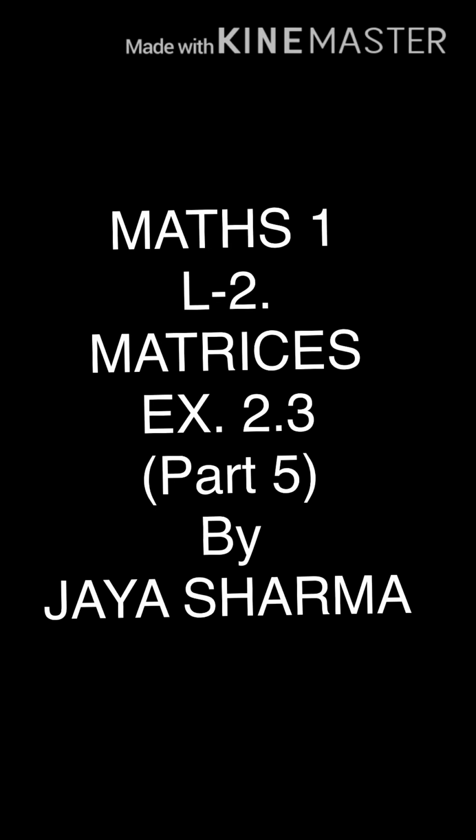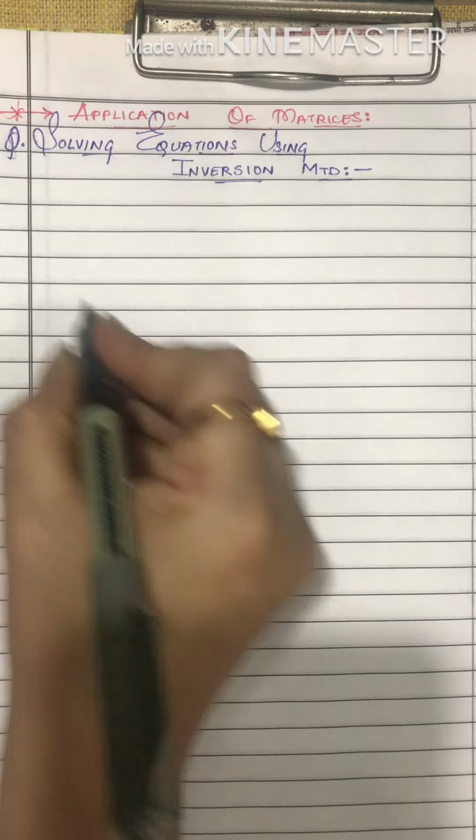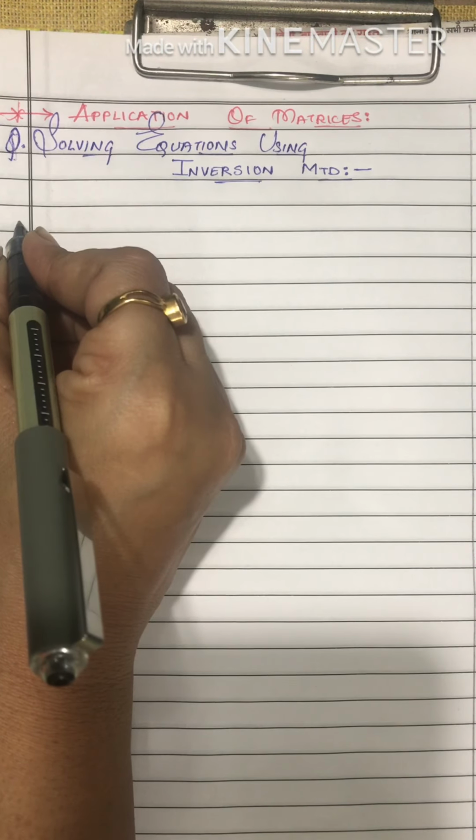In this video we will be seeing sums from exercise 2.3. There are sums based on solving simultaneous equations, wherein we will be seeing two different methods by which these equations can be solved. Let us start with the first sum here.